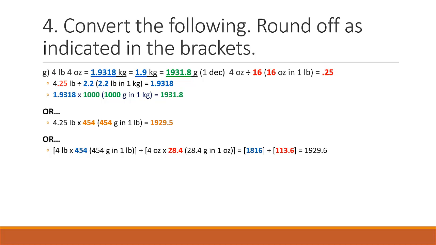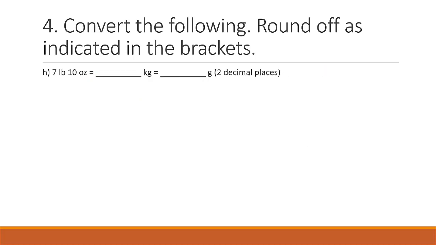And then we took the amount of ounces, also 4 ounces, times 28.4 grams in an ounce, and added our two totals together to get 1,929.6. So here's 3 ways of converting this one, and we get 3 slightly different answers. Please remember, show your logic.